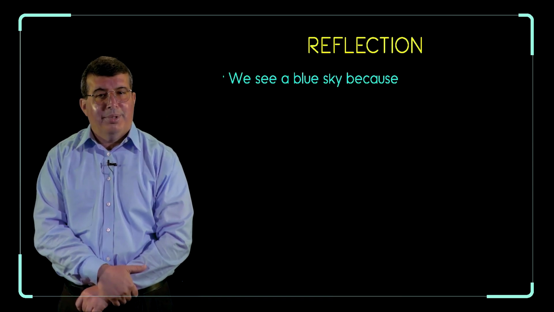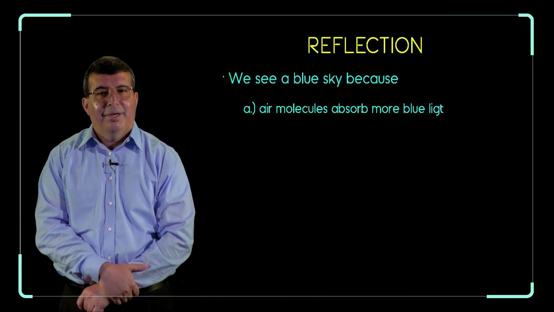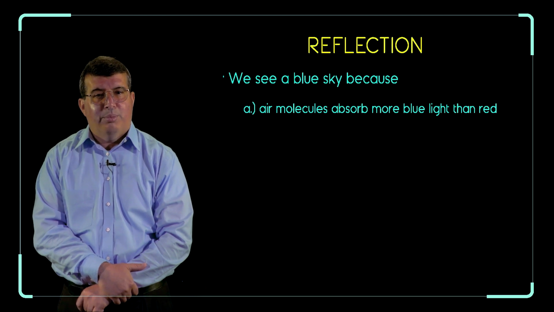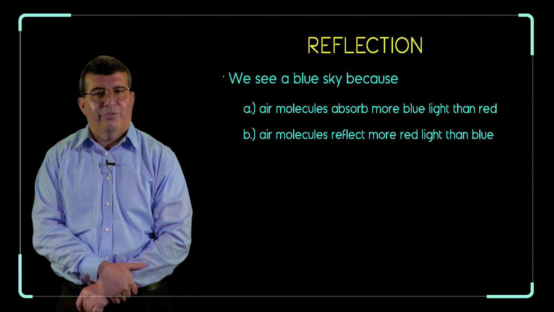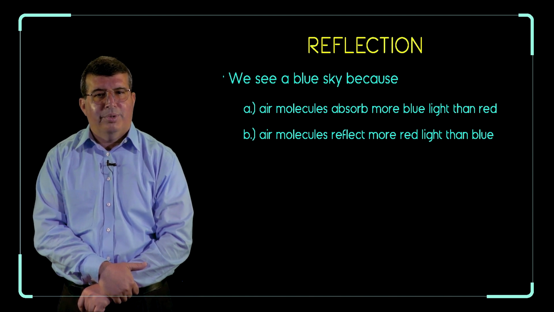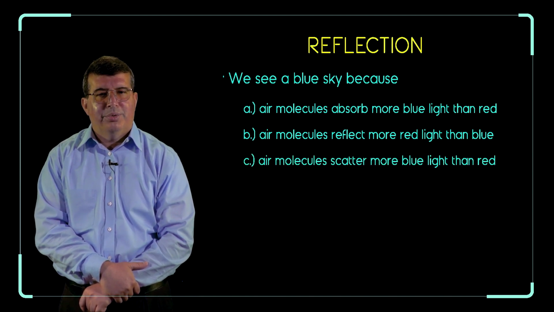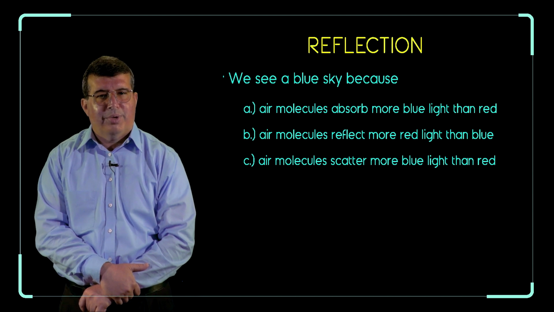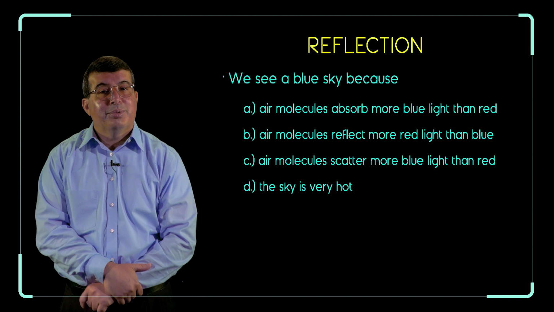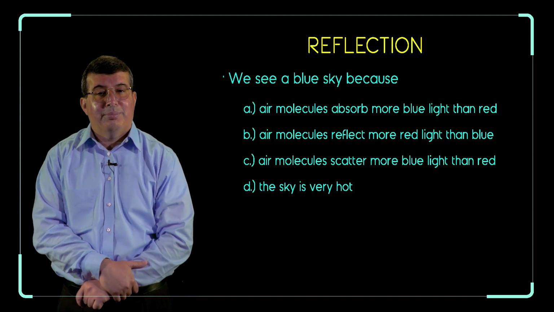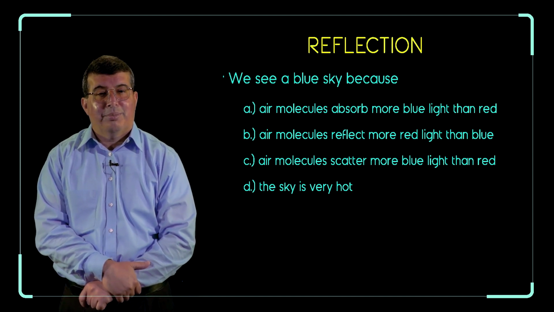Next question. We see a blue sky because A, air molecules absorb more blue light than red, B, air molecules reflect more red light than blue, C, air molecules scatter more blue light than red, or D, the sky is very hot. So please pause, think about it, and hit play when you're ready to hear me talk about the correct answer.